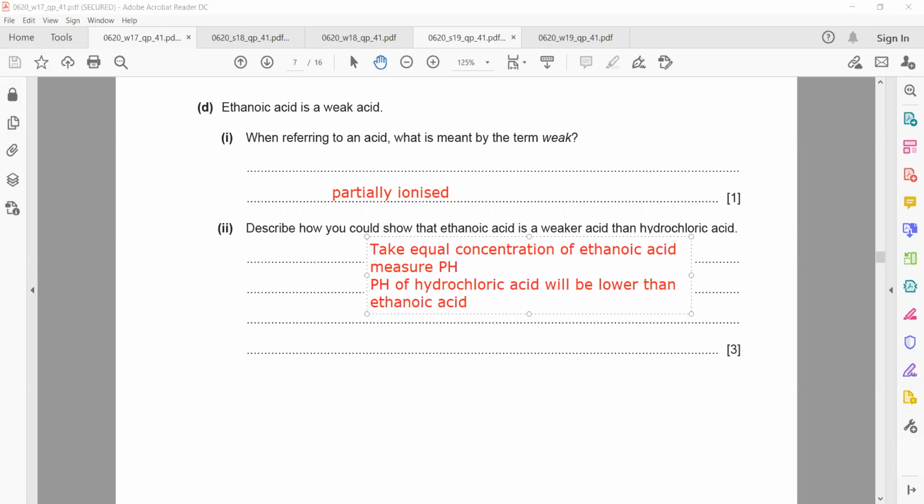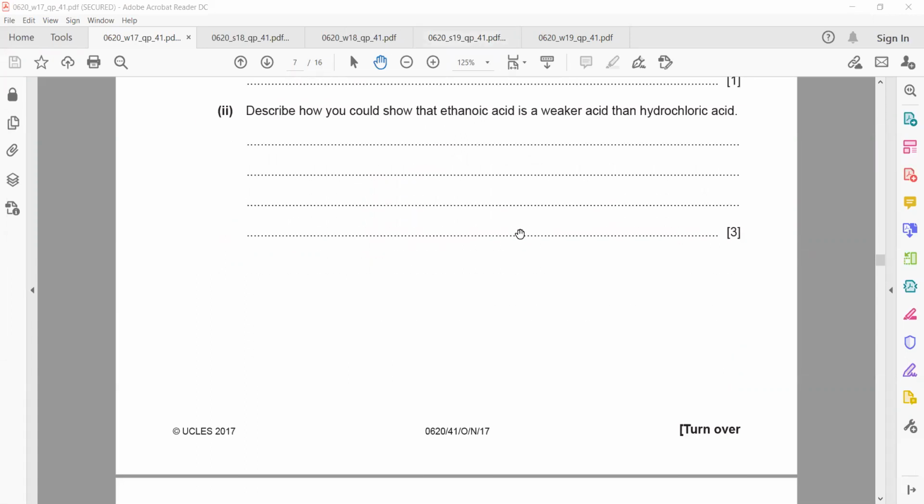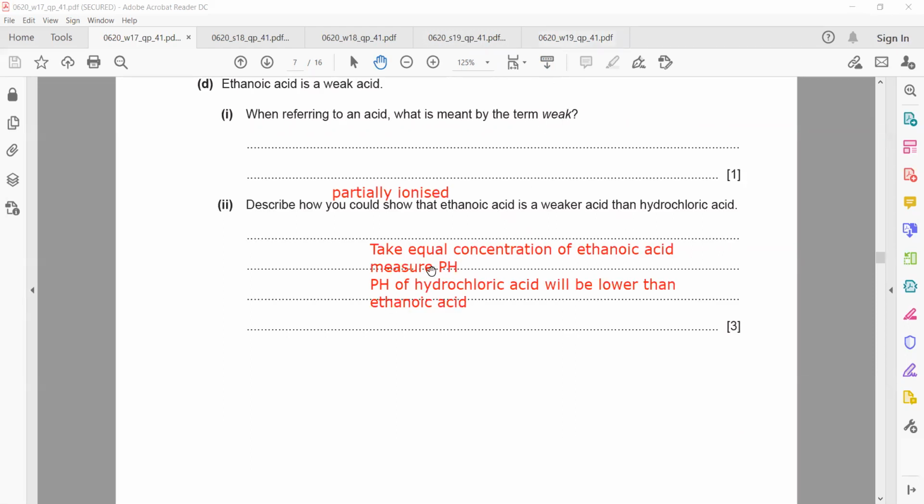Or you can also take equal concentrations and use electrolysis. Yesterday I discussed that if you use electrolysis, the lamp will be brighter with hydrochloric acid as there are more ions compared to ethanoic acid. Yes, you can also just use a pH meter. That's a method I just explained here: using a pH meter to measure the pH directly. I did not mention the term pH meter, but what I meant is to measure the pH by using a pH meter. Many possible answers are there.